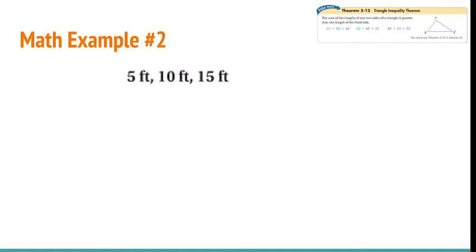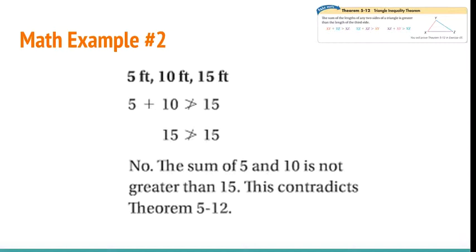This is our second example we are going to try. The sides of this triangle are 5 feet, 10 feet, and 15 feet. Pause the video and see if you can get this answer. Did you get this? 5 plus 10 equals 15. But since 15 equals the 15 feet of the other side, this cannot be a triangle, because the triangle inequality theorem states that the two sides, the 5 and 10, must be greater than the third side of 15. And since they're equal, this is not a triangle.